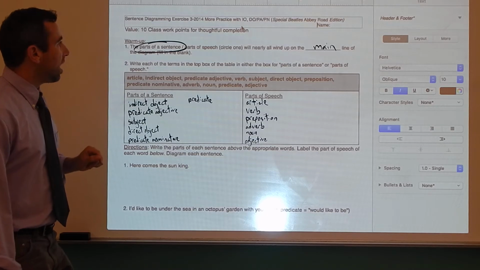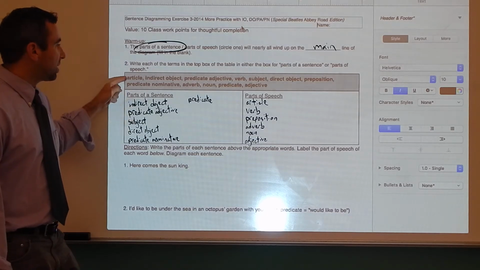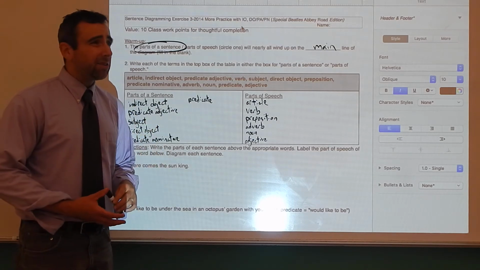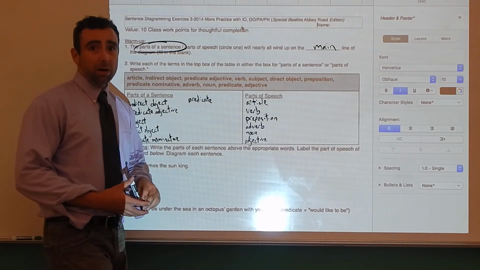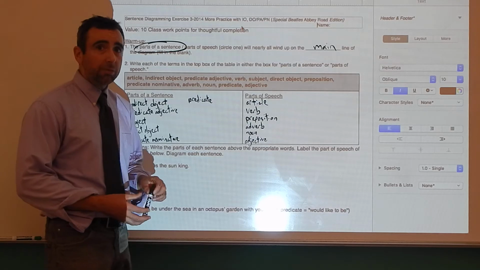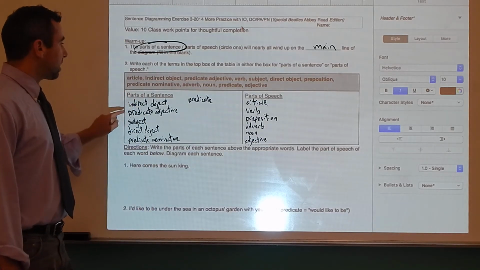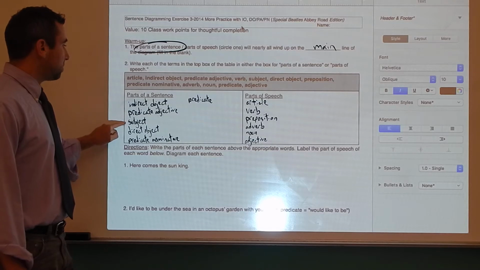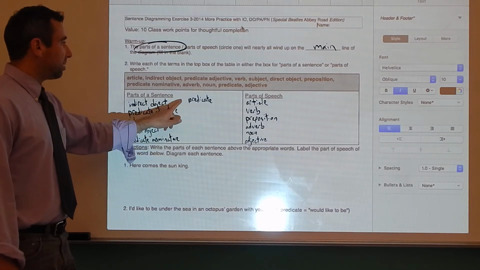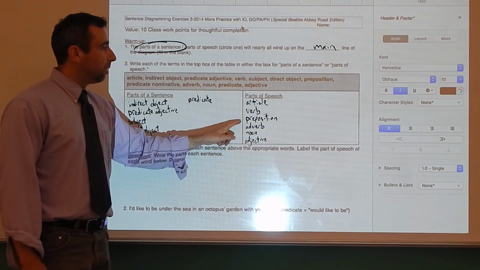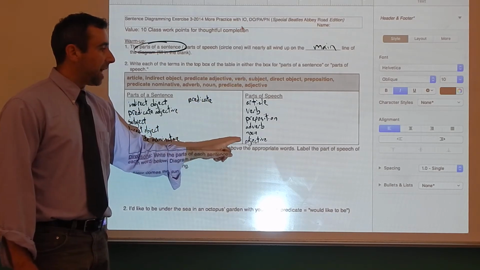Write each of the terms in the top box of the table. That's here in either the box for parts of a sentence or parts of speech. I really hope that if you don't have these memorized, you could use your grammar and diagramming handout to help you, because it's all listed there. Parts of a sentence in that list are indirect object, predicate adjective, subject, direct object, predicate nominative, and predicate. The parts of speech in this list are article, verb, preposition, adverb, noun, and adjective.